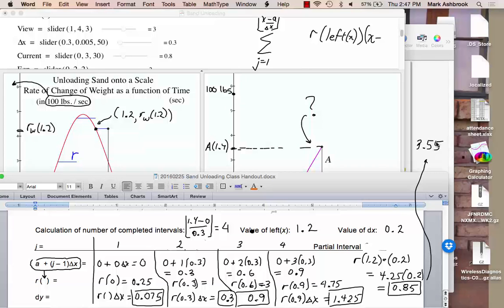And what is the units on that? 100 pounds. This is accumulated weight. So 100 pounds.